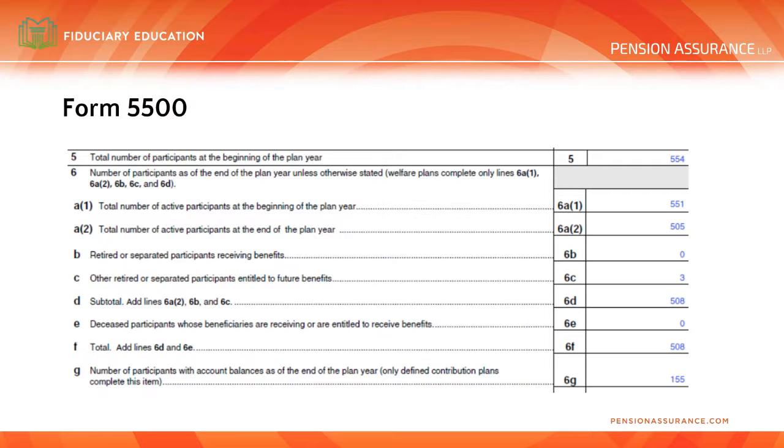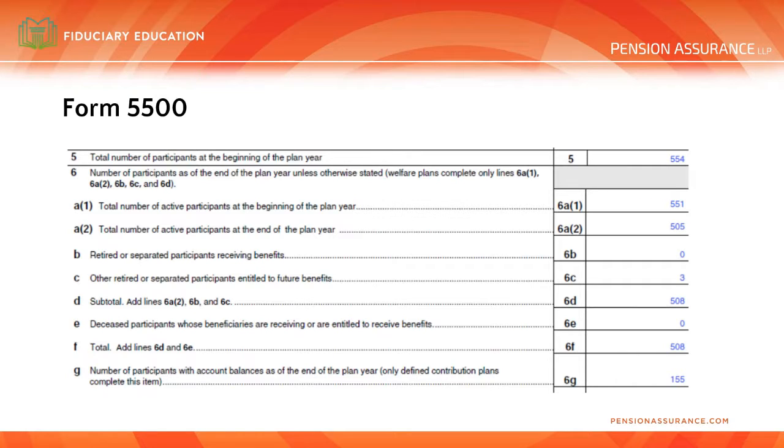Next item down is other retired or separated participants receiving benefits. You would see this more on a defined benefit plan where they're getting paid out a monthly payment. Line C, other retired or separated participants entitled to future benefits. What this means is they've left an account balance that they have future rights to. And so that sits as an account balance and gets picked up ultimately in the participant count.